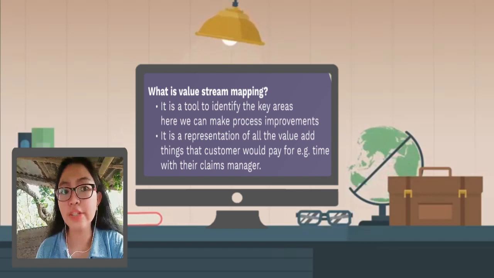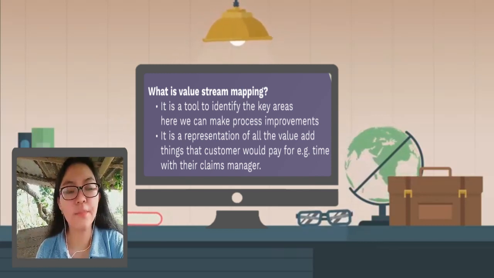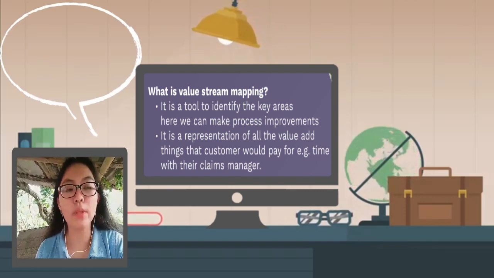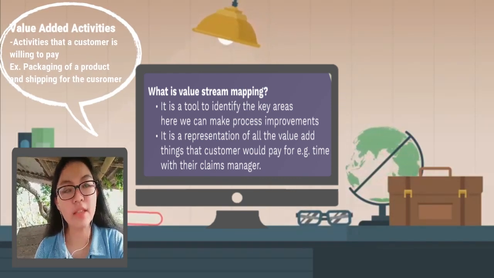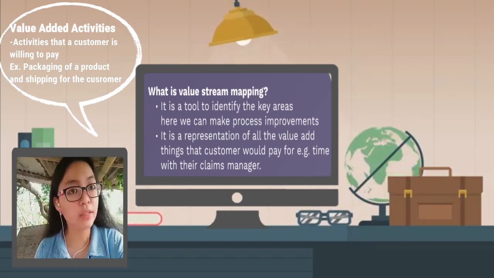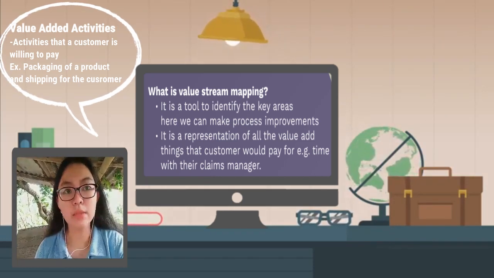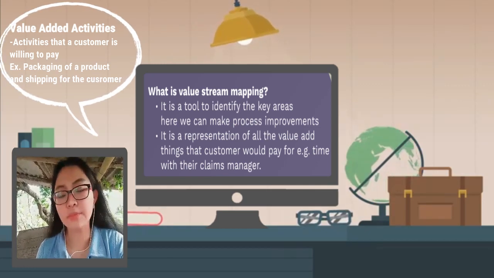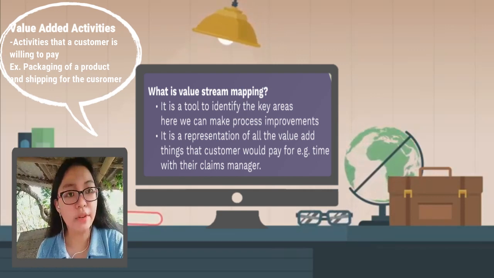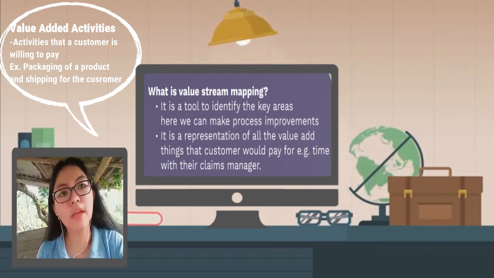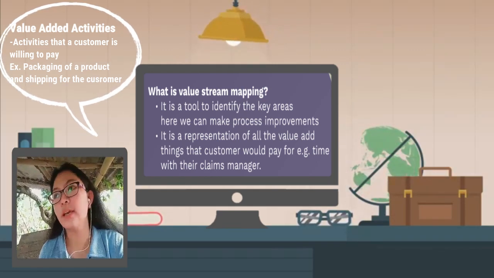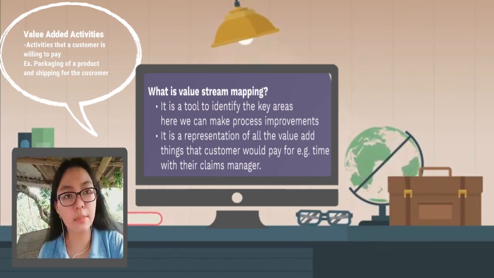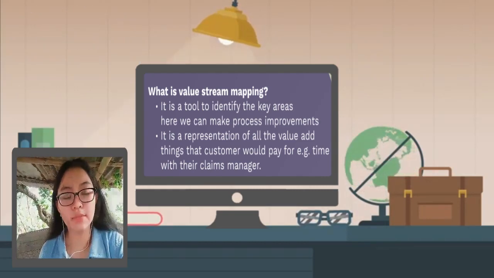Also, value stream mapping highlights the value-added activities and non-value-added activities. When we say value-added activities, these are the activities that the customers are willing to pay for because they were included in what you are being offered. For example, the entering of orders, the packaging of your product, and of course, the shipping to the customers. These are examples of value-added activities.